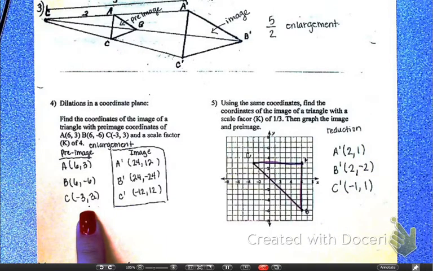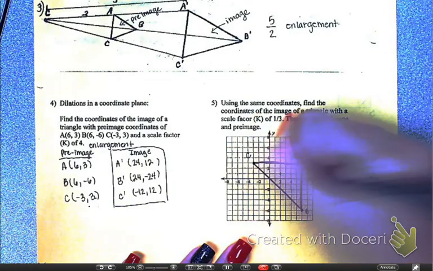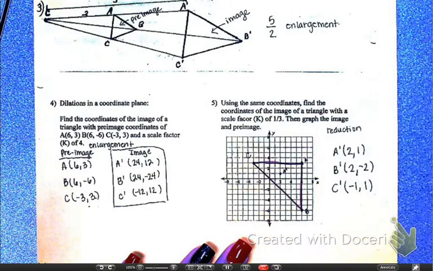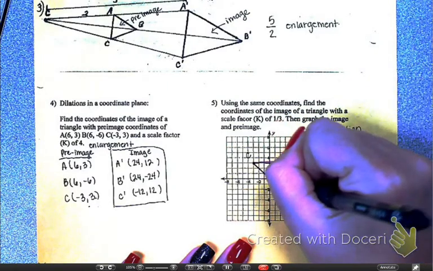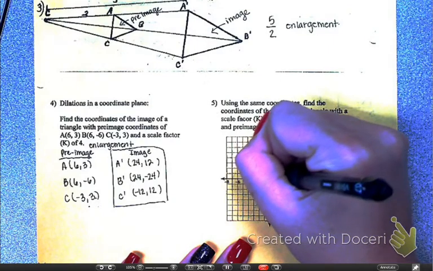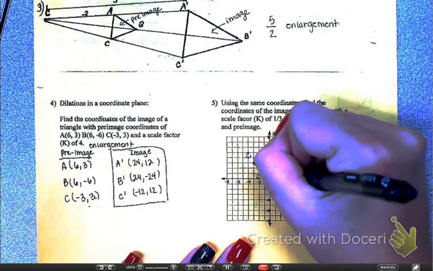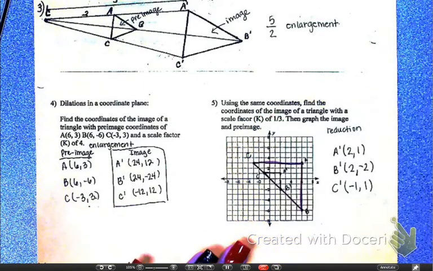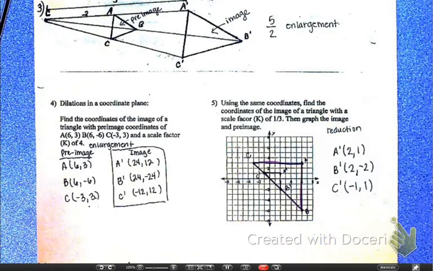Plot those points on your graph. You should have a triangle that is 1/3 the size of the original one. You do? Good. As you're graphing, it should say A prime, so make sure you put the prime on there. Again, it's hard to see on mine. 2, negative 2 is B prime, and negative 1, 1 is C prime. So I went from a large triangle to a triangle that was 1/3 the size.